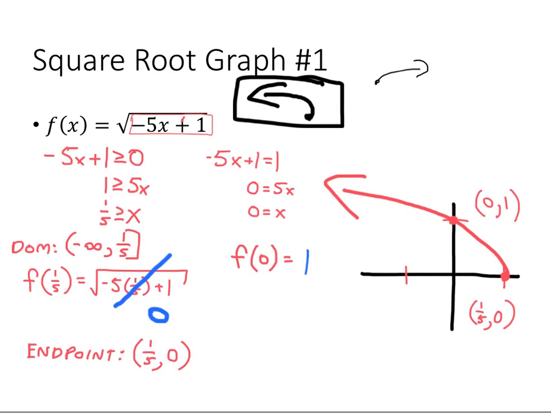So, in review, that's all the things that you need to make a quick, good, accurate sketch of a square root function. Find the endpoint, which the domain might really help you to do. Figure out which way it's going. Find a second point, and then just draw it.